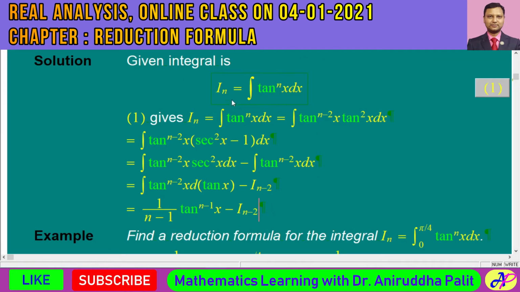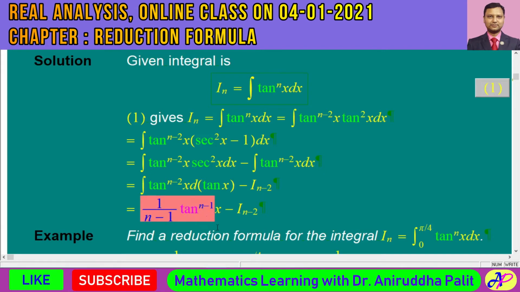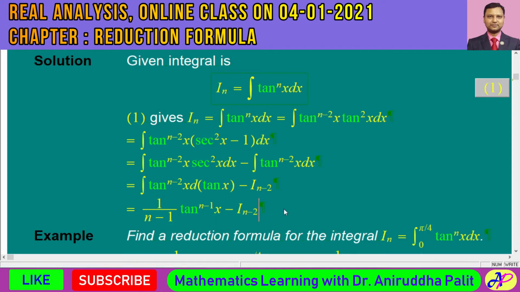And therefore this would be the formula: I n is equal to 1 by n minus 1 tan to the power of n minus 1 x minus I n minus 2. This would be the reduction formula.